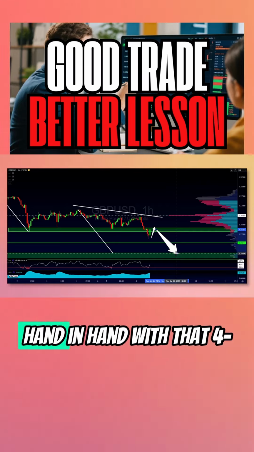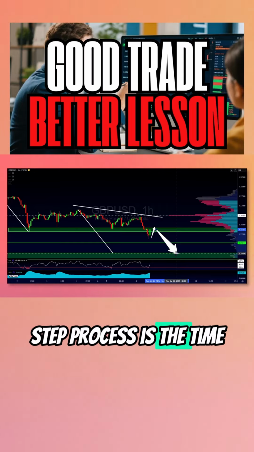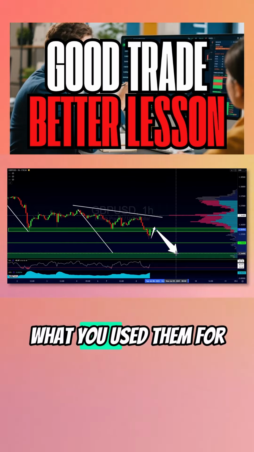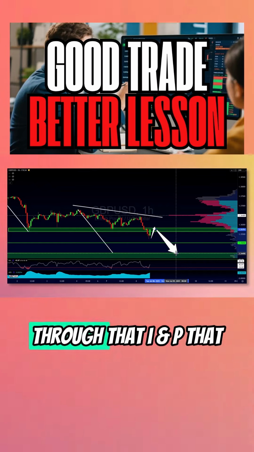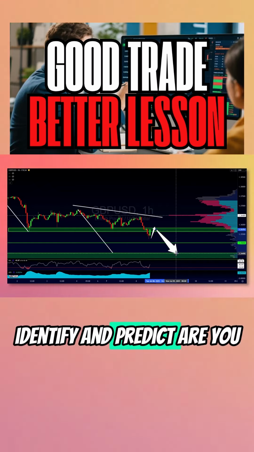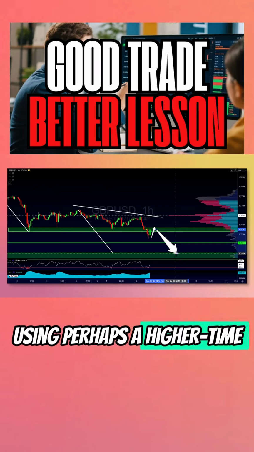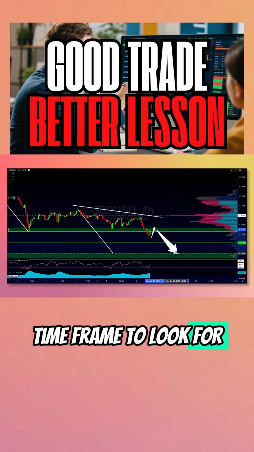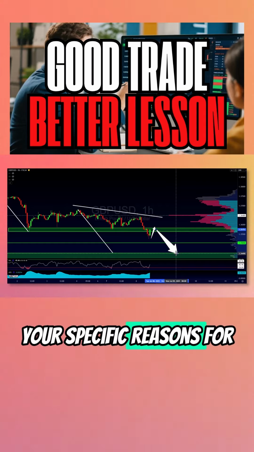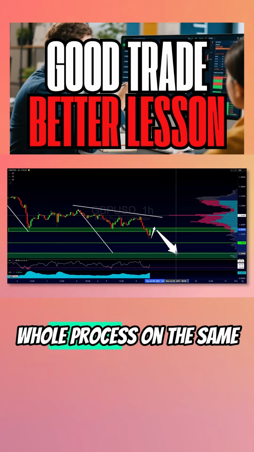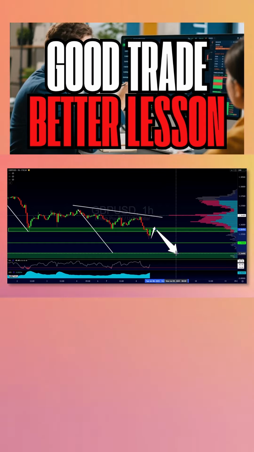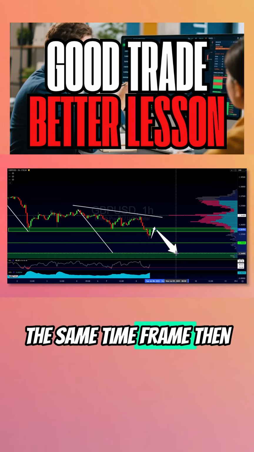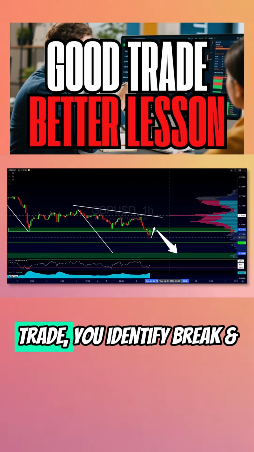Well, something that goes hand in hand with that 4-step process is the time frames in which you're allowed to look at and what you use them for. Meaning when you're going through that I and P, that identify and predict, are you using perhaps a higher time frame to set up that bias and then going to a lower time frame to look for your specific reasons for entry? Or are you doing the whole process on the same time frame? In this example, if you're doing the full process on the same time frame, then this is going to be a grade A trade for you, right?